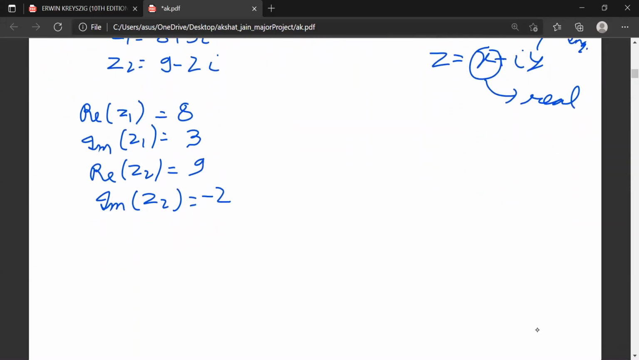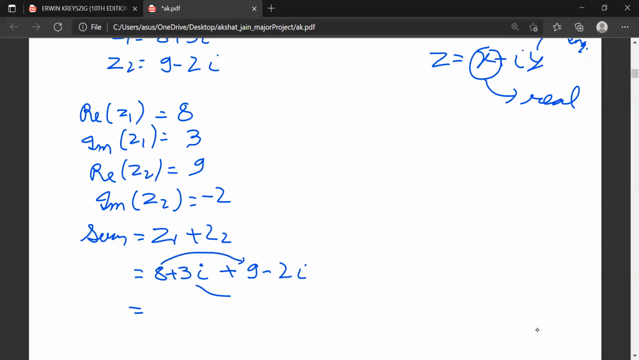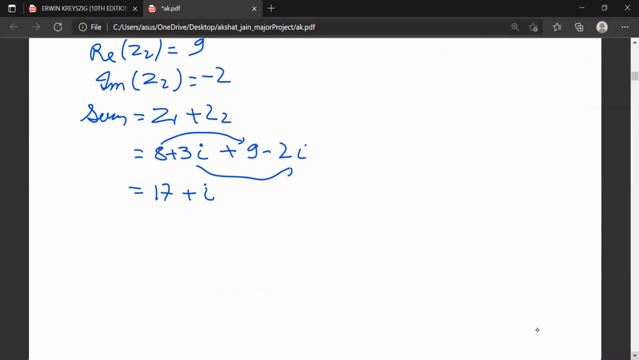Let's see some more things. So we have found the real and imaginary parts. Now we will find the sum. Sum is z1 plus z2, which equals 8 plus 3 iota plus 9 minus 2 iota. We add the real parts and the imaginary parts, so it is 17 plus iota. Similarly, we will do multiplication as well.